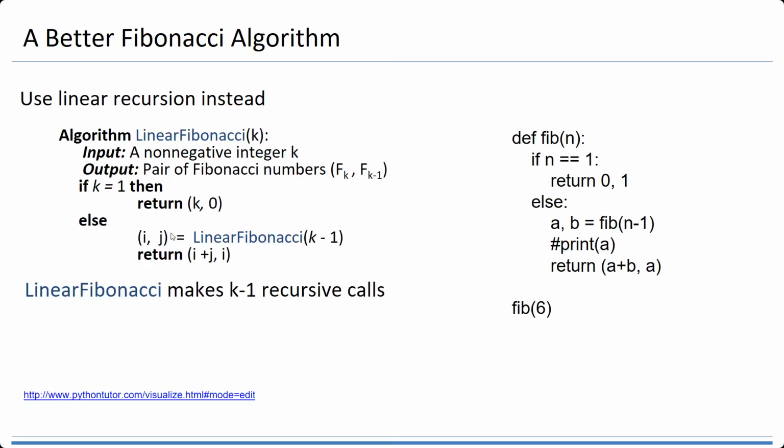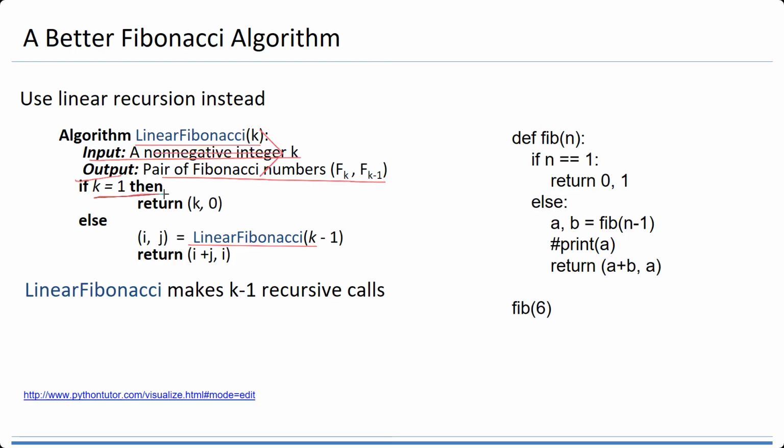There can be another kind of algorithm for this Fibonacci. We can apply the linear Fibonacci, for example. When we do the linear Fibonacci, it means we do only one recursive call. For example, the input is a non-negative integer k. The output will be the Fibonacci fk with fk minus 1. And we use the linear Fibonacci with only one parameter k.